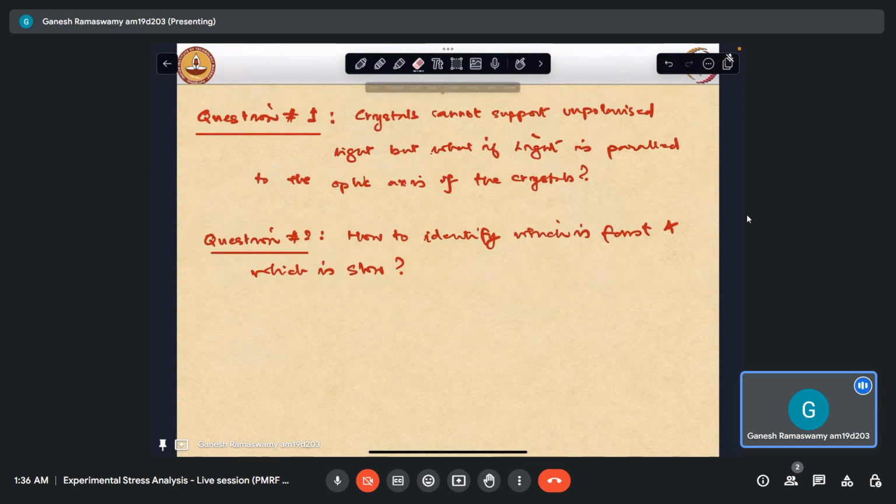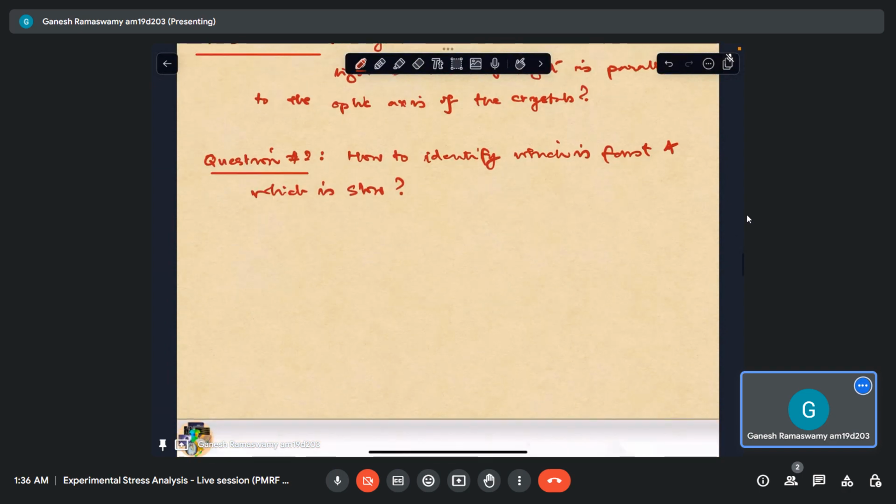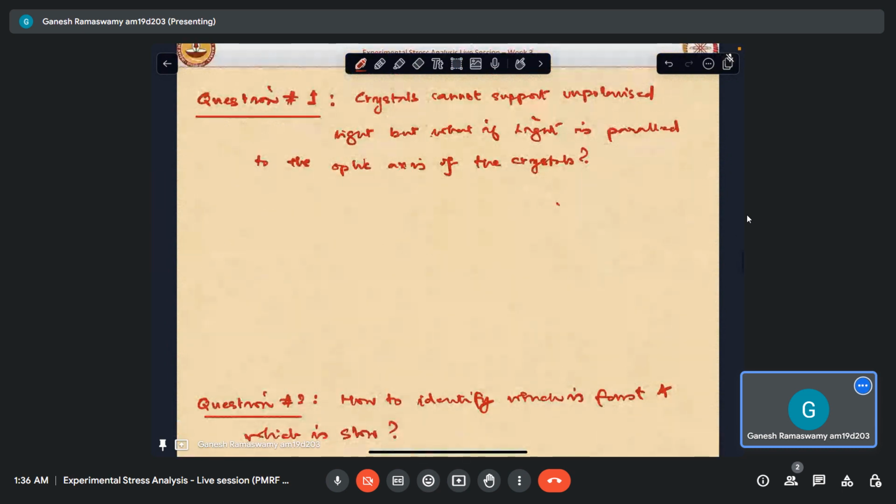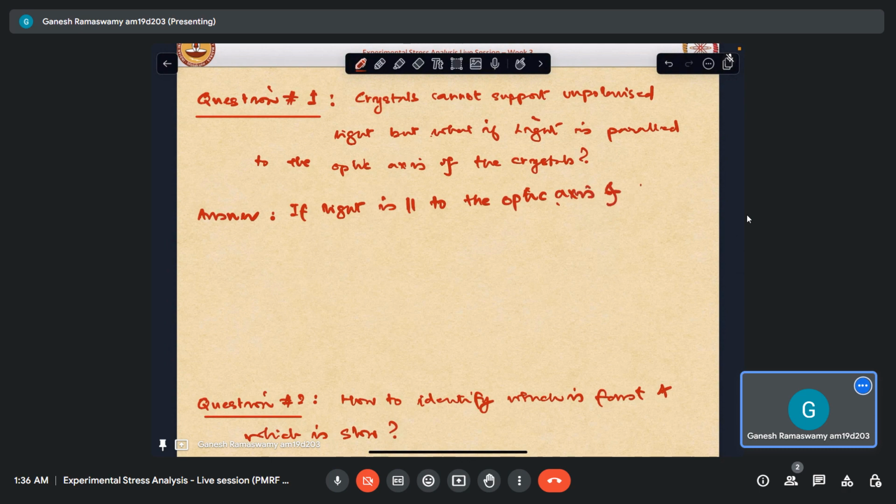So, question number one was that crystals cannot support unpolarized light. But what if light is parallel to its optic axis? Then yes, it passes unaltered. If light is parallel to the optic axis of the crystal, it passes unaltered. But there is no contradiction as such.